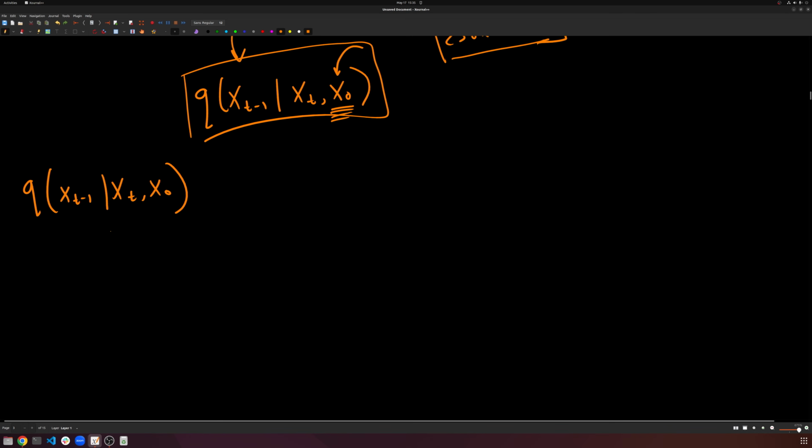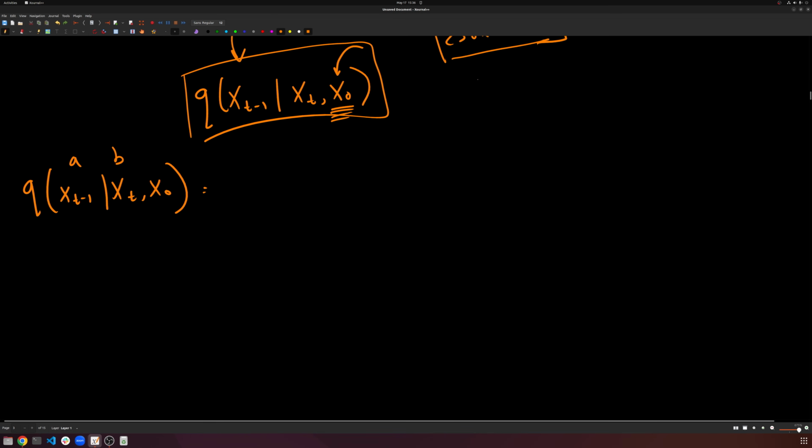Now, anytime you see something like this, and you don't know how to go from xt to xt minus 1, it's a great time to whip out Bayes' rule. So why not use Bayes' rule? If you don't remember, let's write it. This is probably a and b, and the x0 is just an extra conditioning, so it'll just be added to all of the distributions we'll be looking at.